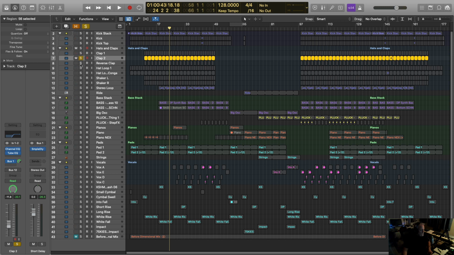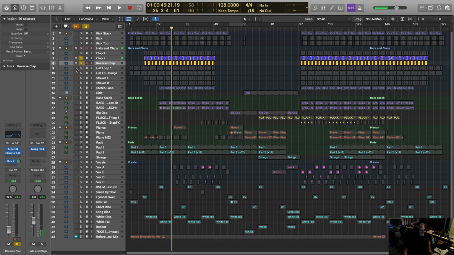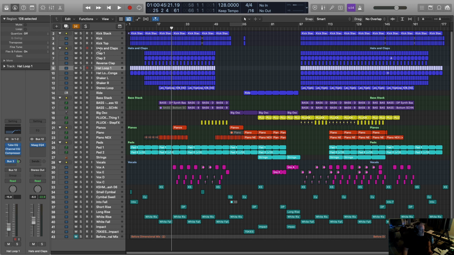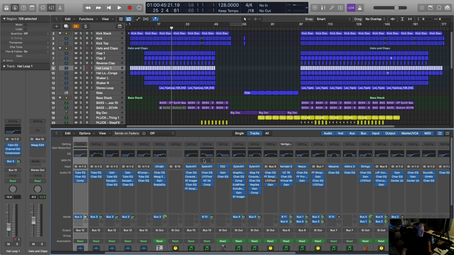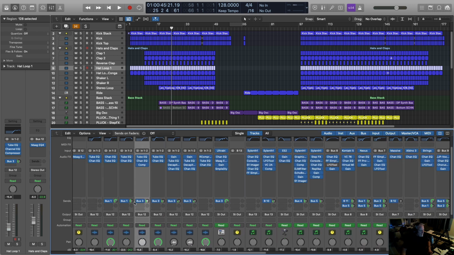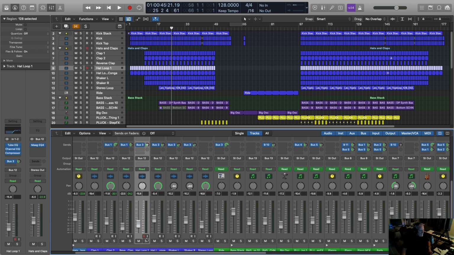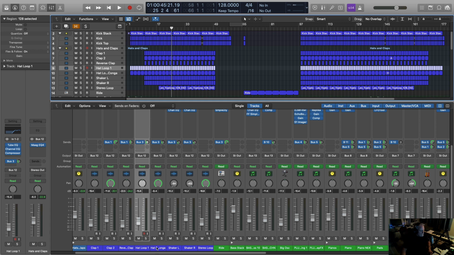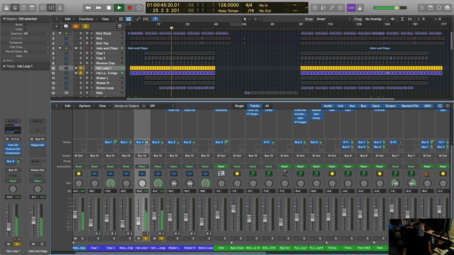Okay. And then there's a reverse clap in here too that I believe, yeah, I sent a little bit of that to the sample delay to make it sound stereo. Then I've got these two hat loops here. And let's come over here to these hat loops. Let's lift this up a little bit. And so these.